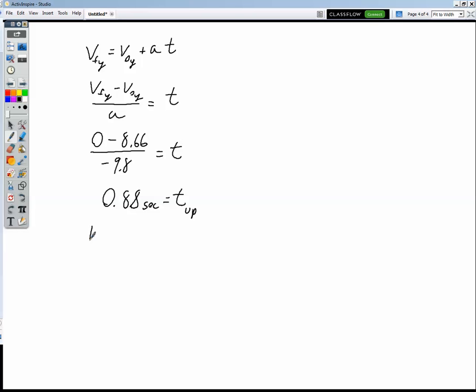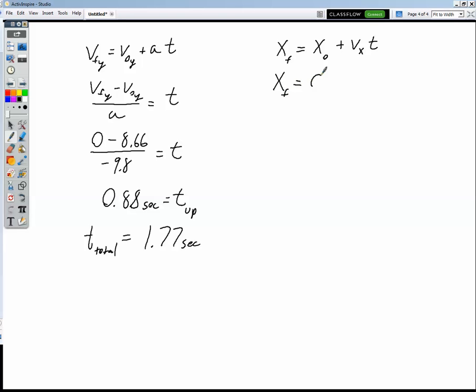So let's just go ahead, and t total for the whole flight is going to be twice that, which is going to be 1.77 about. And we're going to use that in our kinematic equation for the x direction. x final equals x naught plus vx times the time. So we're solving for x final. Great.